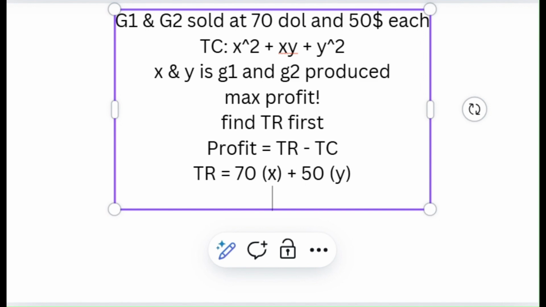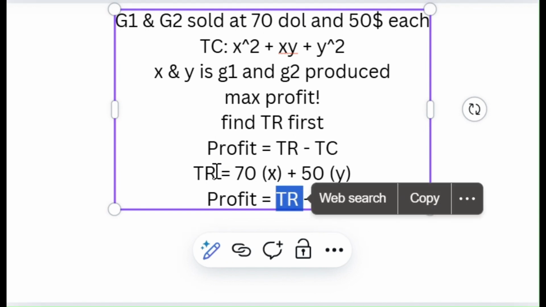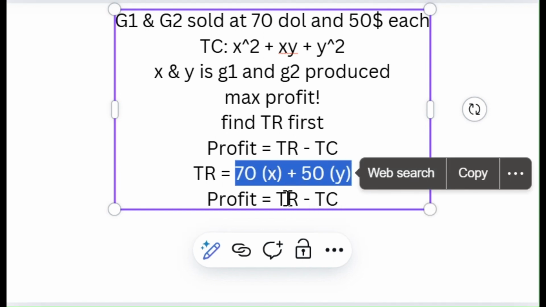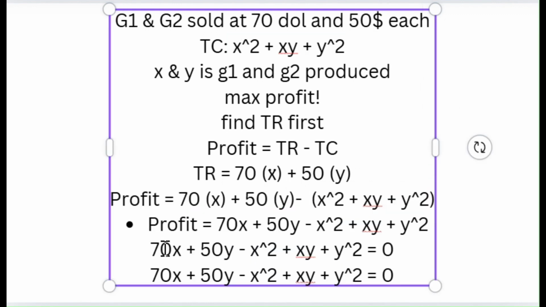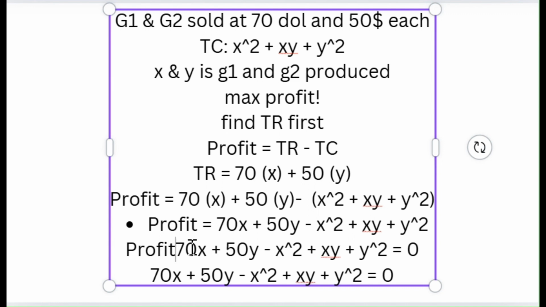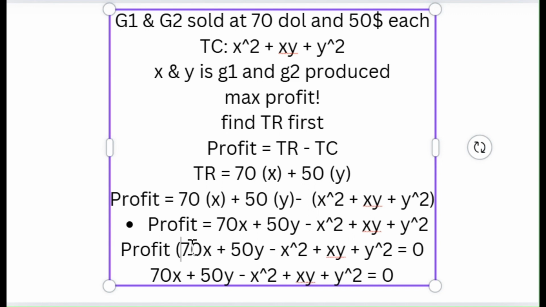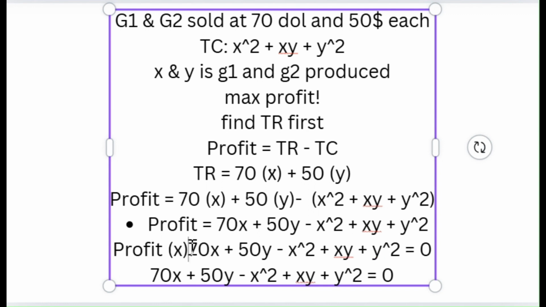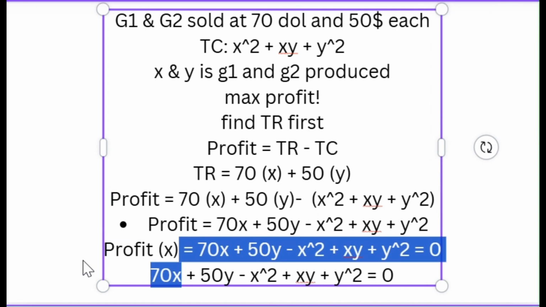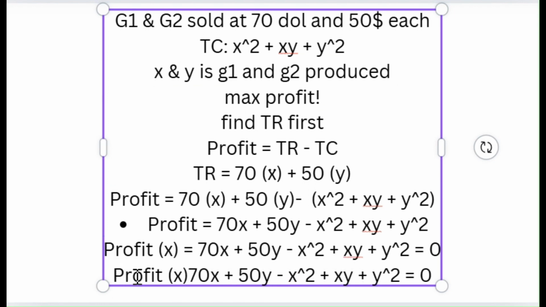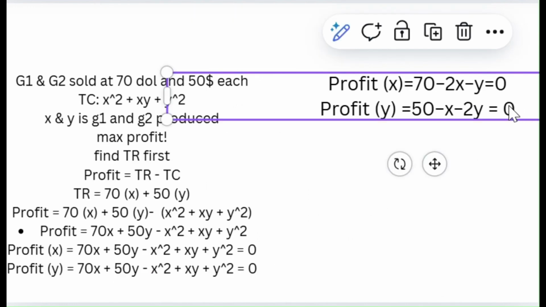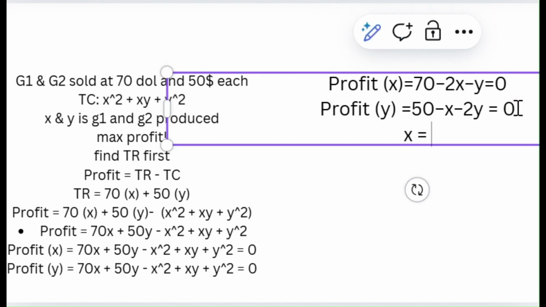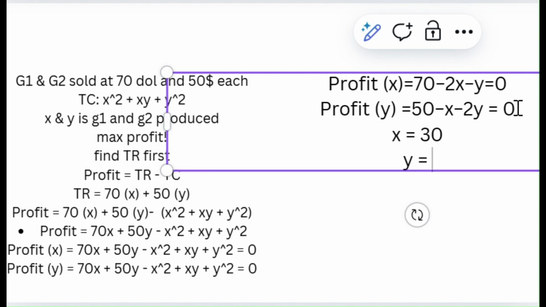Input that into the maximized profit equation, which is TR minus TC. That means equation TR minus equation TC. To find the best production level, we set partial derivatives to 0. As we've seen below, both are derivatives with respect to x and y, each separated. Solving this, we get x equal 30 and y equal 10.